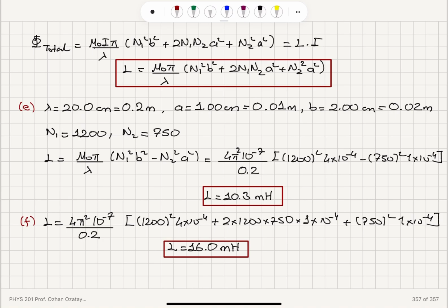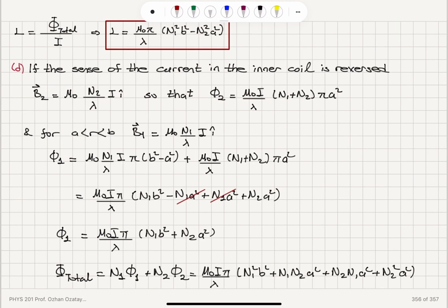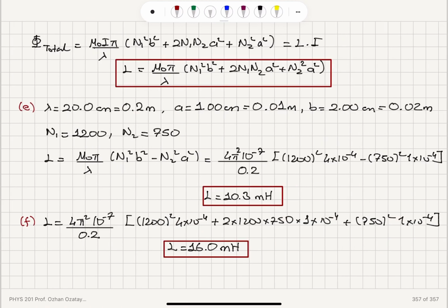Now, as I said, we can think of this as two solenoids connected in series, so two inductances are adding up. So we could consider this solenoid separately and this solenoid separately and add their inductances, and that basically gives the same result. Because they're connected at the end, it's the same current flowing through two inductors in series. Okay. So in parts E and F, we have substituted some numbers and found that when we change the sense of the current, the inductance increases.